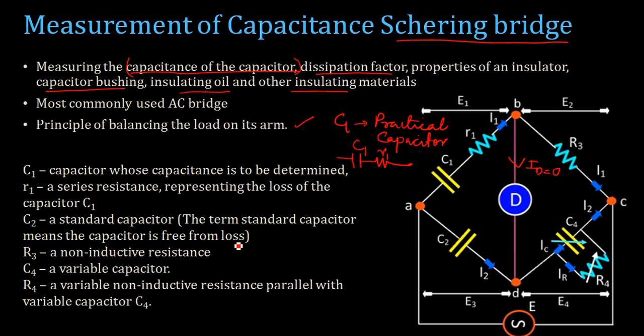Coming to arm BC, it's a non-inductive resistance R3 connected in BC, and in the last arm we are connecting a variable capacitor C4, which is varied in order to determine the value of the unknown capacitor, and we also have a variable resistor R4 connected in parallel with C4. Again, the purpose of the variable capacitor and resistor is to vary the capacitance and resistance values in order to make the bridge balanced and bring the detector current to 0.